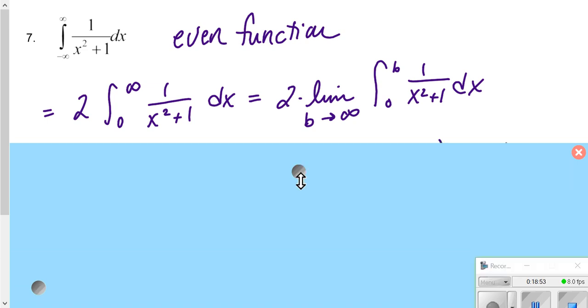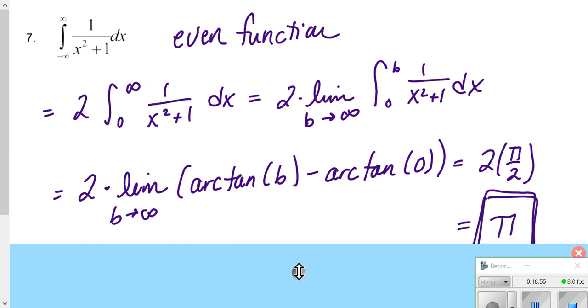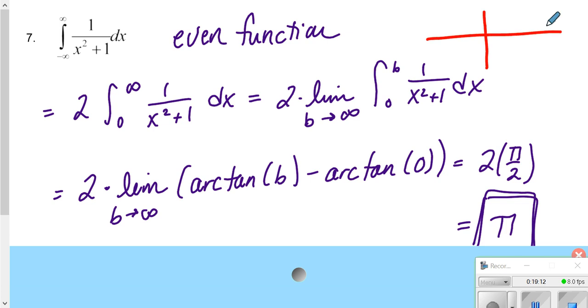Okay, let's take a look at how you did. So hopefully you recognized, because this is one of my favorite antiderivatives, that this is arctan. Okay, so you would have arctan and then substitute in your bounds. And then something I hope you know about arctangent is what it looks like.